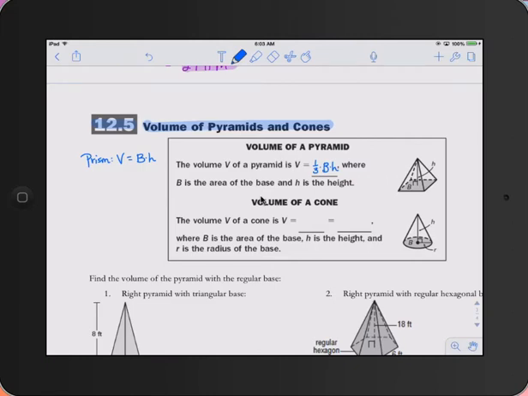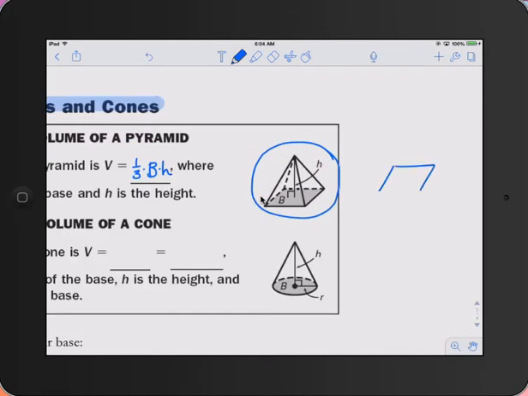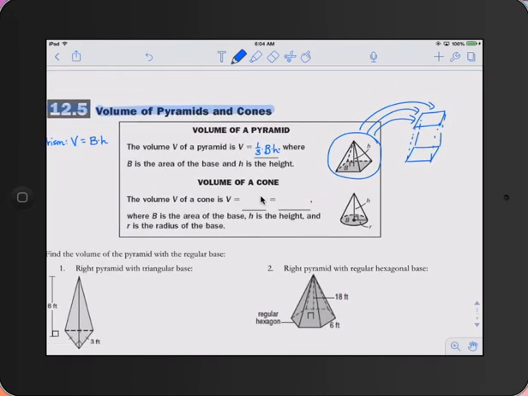So if you were to fill these up with water, it takes 3 of these pyramids to fill up a prism that is the same base and height. Okay, it would take 3 of those to fill up the prism with the same base area and the same height.